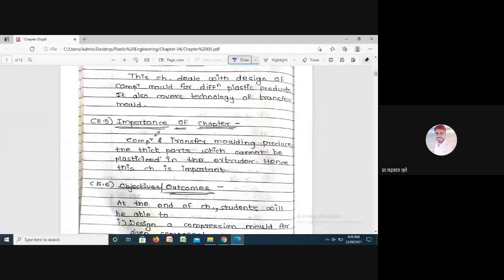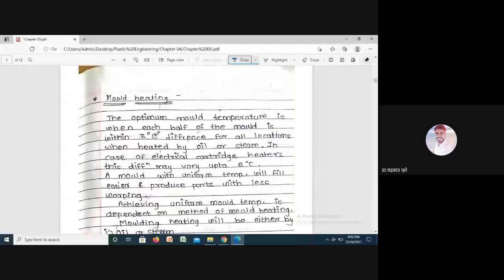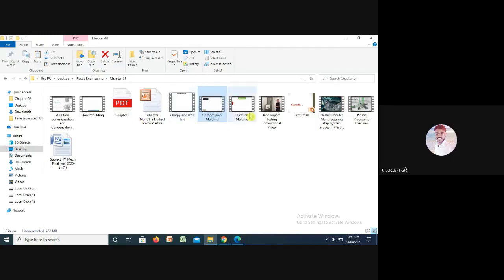Give the first reading. The first point of the chapter is mold heating. Write down the first point: mold heating. This is very simple, and 2 or 3 MCQs on mold heating and its problems will be asked in the university exam, minimum 2 MCQs. The mold heating concept is very simple. What is the mold heating concept? I will teach you, but before that, I will show one video.